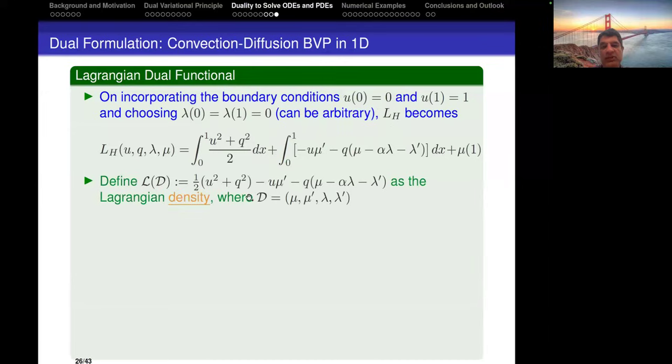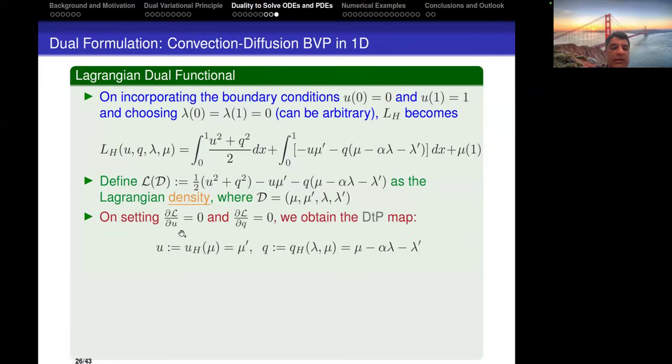And now my D variable, my D field, has expanded to include these additional terms in the Lagrangian density definition: both mu prime, lambda, and lambda prime. So all these are independent. When you take variations, you'll get variations of del U prime, del lambda prime, and so on, right? It's very similar to how one does mixed variational principles in general.